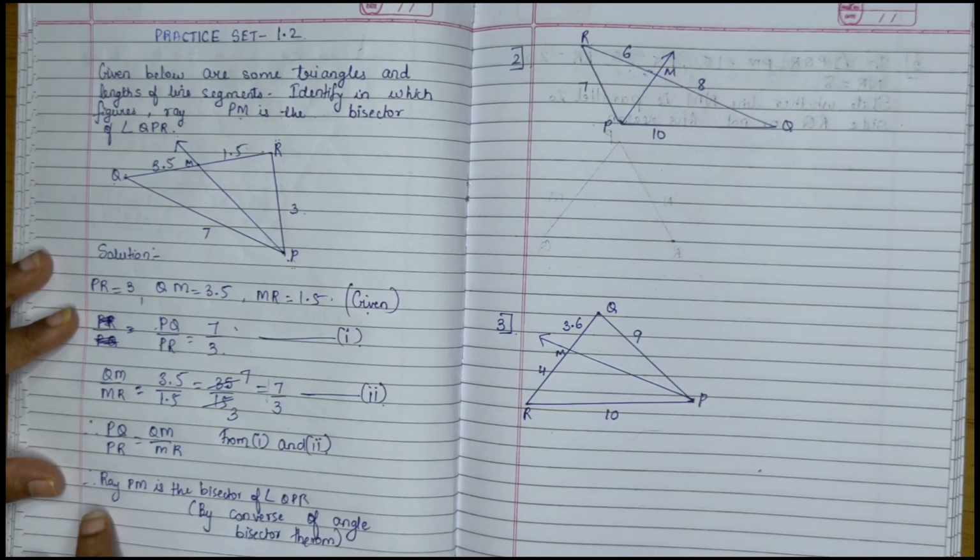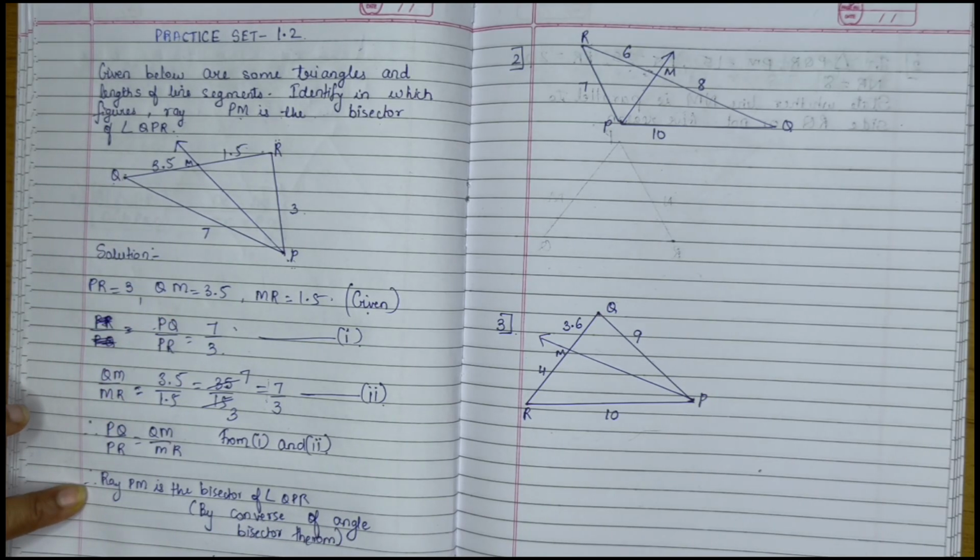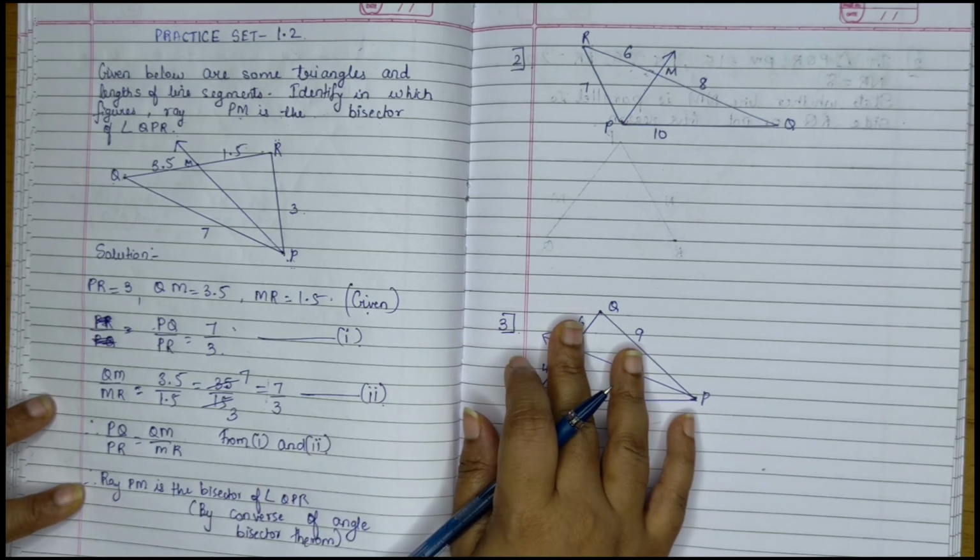Okay, so whenever it is a bisector of angle QPR, give a reason by converse of angle bisector theorem. These two sides have to be equal, then only it is the bisector of QPR. Okay, now same way we will do the next one.